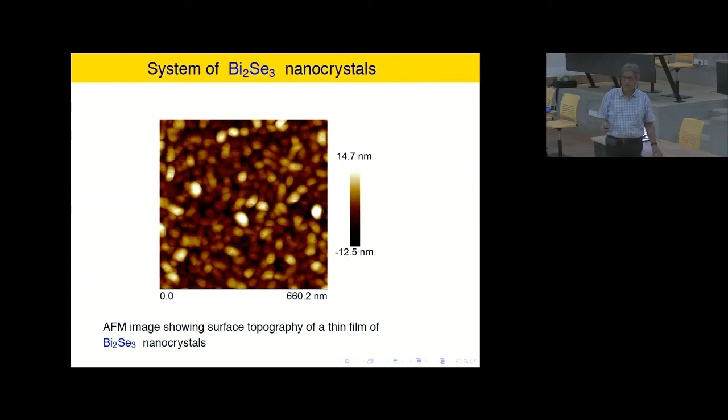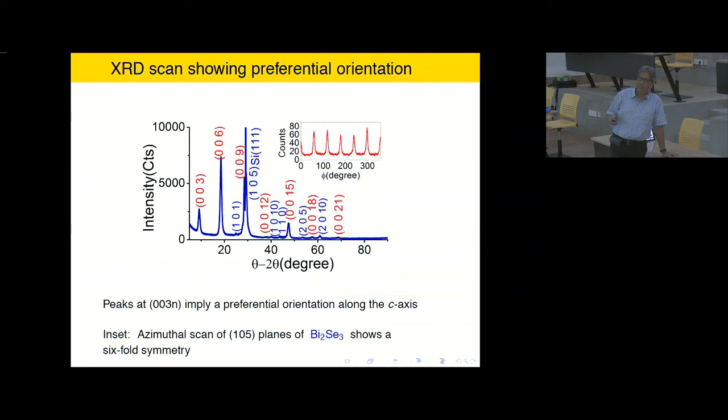So this is first of all a picture showing the surface topography. Each of these is a separate grain, and you can see that it looks fairly randomly distributed. However, it's not really that random because there is this X-ray diffraction scan, and along these directions, 003, you can see that there are these peaks, which basically tell you that there is actually a preferential orientation along the C-axis. The C-axis being the axis along which the bismuth selenide molecules are lined up. There's also this scan of the 105 planes of bismuth selenide, and that shows there is a 6-fold symmetry. So it means that the alignment in the C-axis is fairly regular.